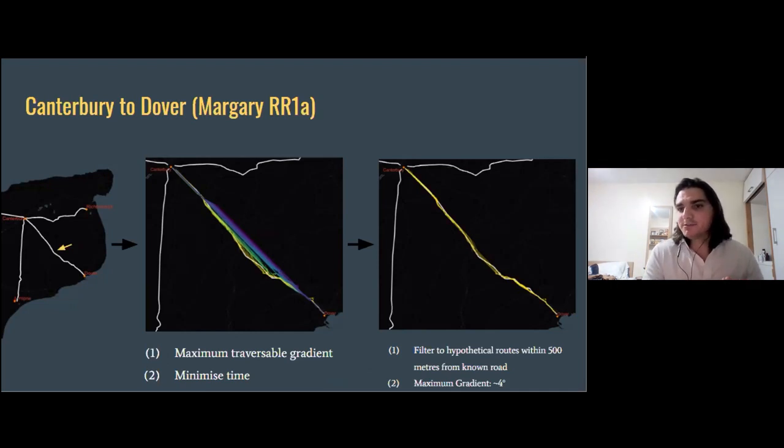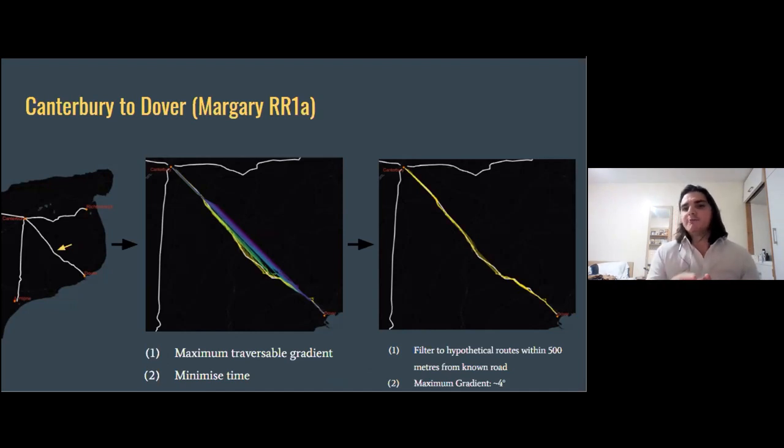In the third image, we've taken the results from the second image and filtered the routes to those within 500 meters from the known Roman road. When looking at the values of the maximum gradient of these routes, the values are around 4 degrees. That is, the maximum gradient needed to produce hypothetical routes similar to the known Roman road is around 4 degrees.